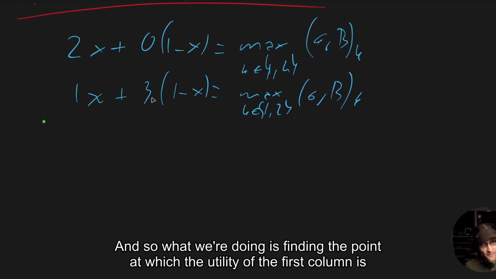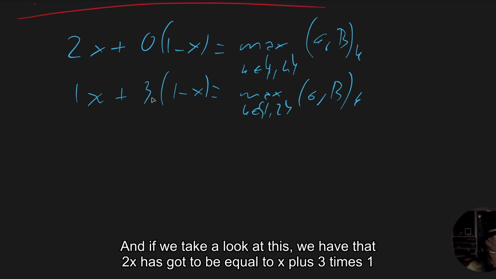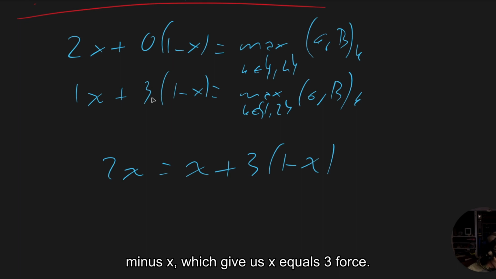And so what we're doing is finding the point at which the utility of the first column is equal to the utility of the second column for a given value of x. If we take a look at this, we have that 2x has got to be equal to x plus 3 times 1 minus x, which gives us x equals 3/4.